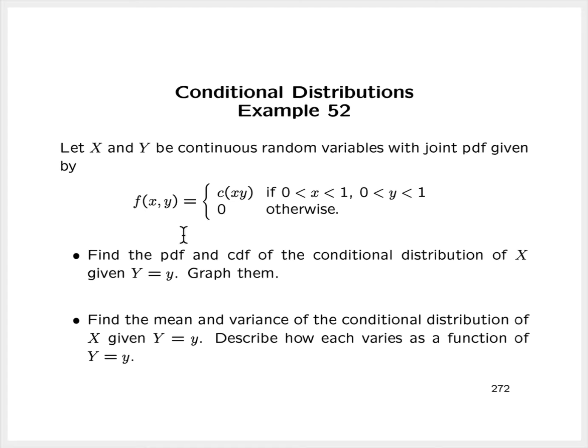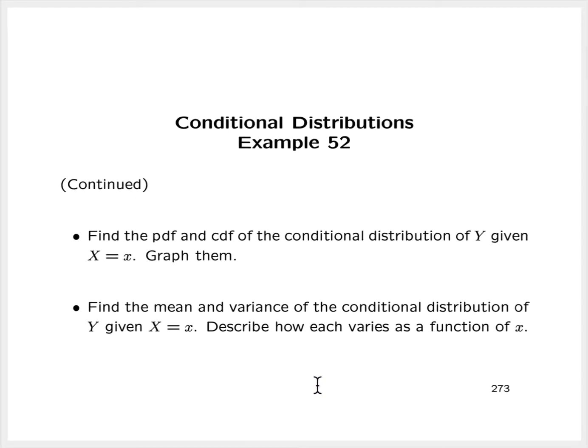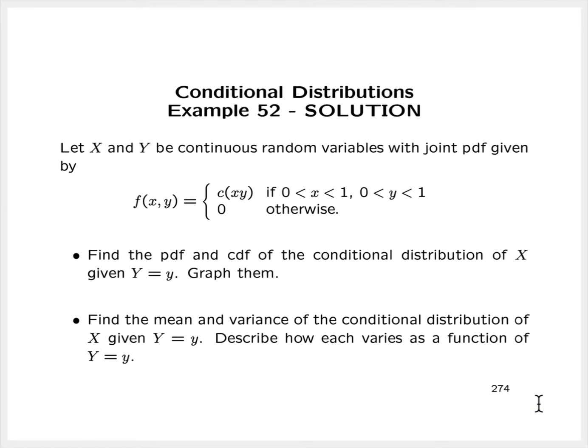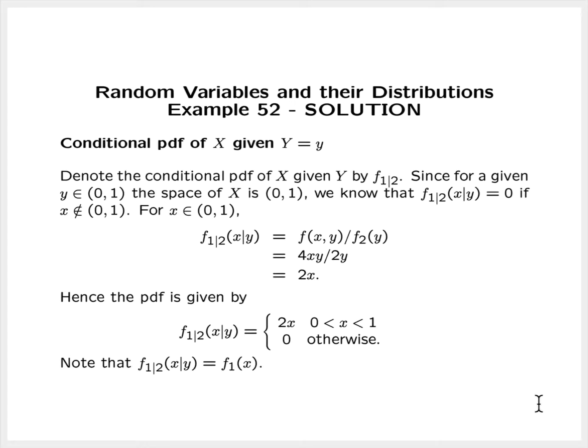So we want to find the PDF and the CDF of the conditional distribution of x given y. We also want to find the mean and the variance of the conditional distribution of x given y. And then we also want to find the PDF and the CDF of the conditional distribution of y given x, and then find the mean and the variance of the conditional distribution of y given x. And so let's proceed to see how we do this.